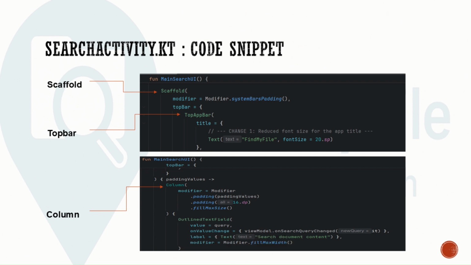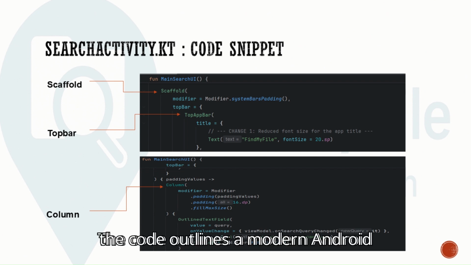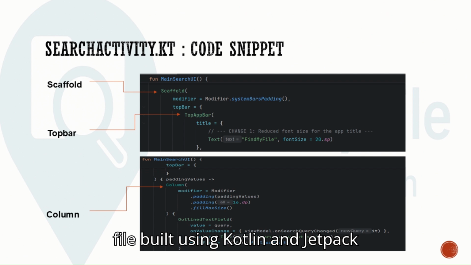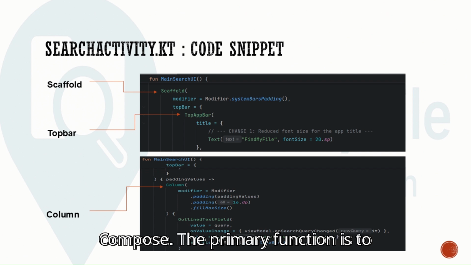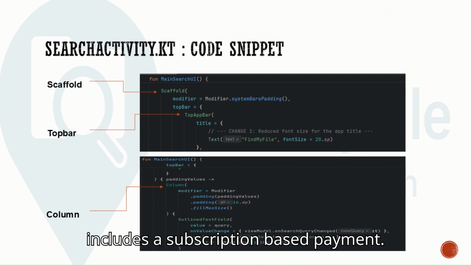Overall, the code outlines a modern Android application, which is our Find My File, built using Kotlin and Jetpack Compose. The primary function is to search for text within the files on a user's device. And hence, the app also includes a subscription-based payment.